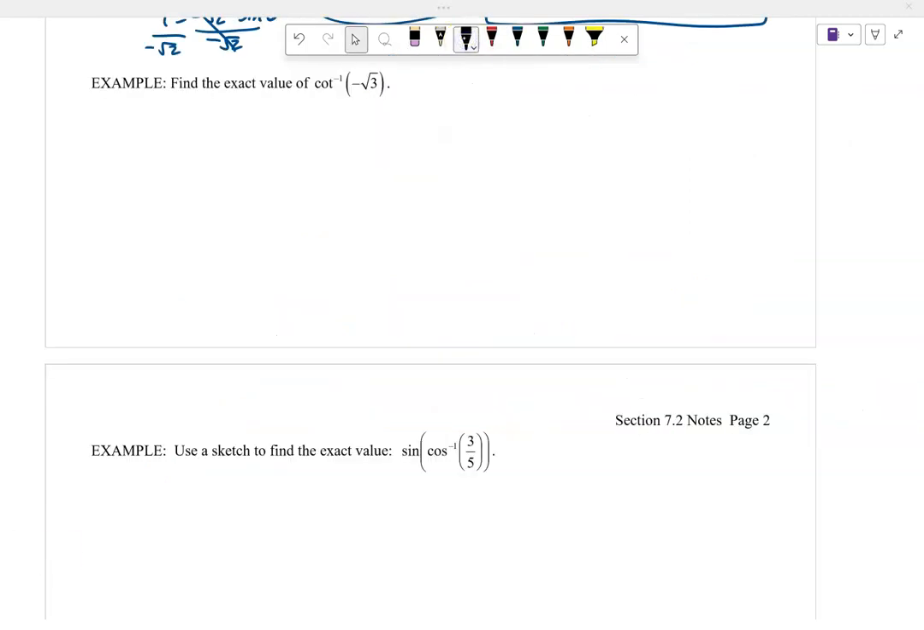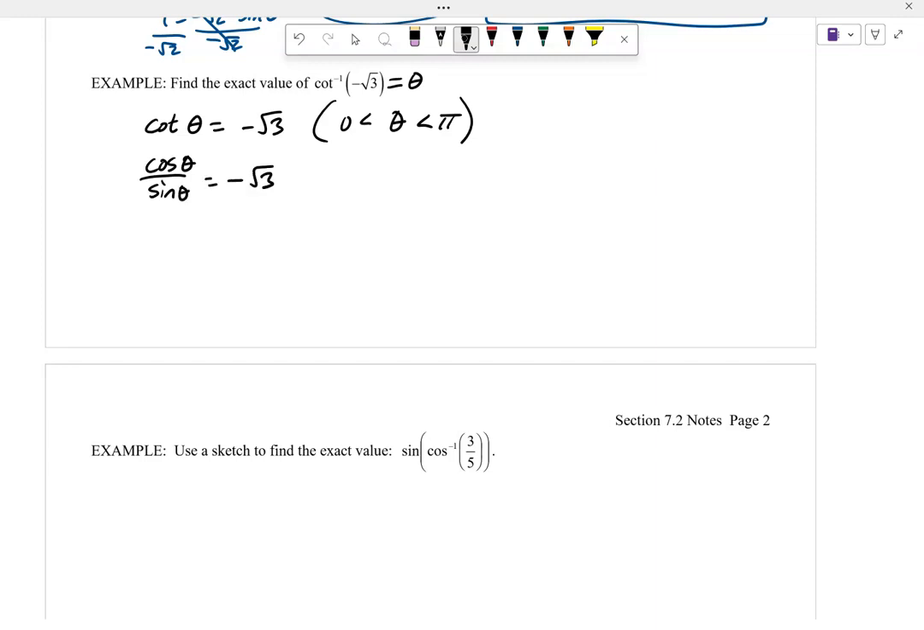All right, with the arc cotangent, go ahead and set it equal to theta. That means the cotangent of theta would be negative root 3, and we know theta's got to be between 0 and pi, because that's where we had to cut off the cotangent in order to create the inverse cotangent. And so then we're saying to ourselves, well, cotangent's cosine over sine, and it's negative root 3.